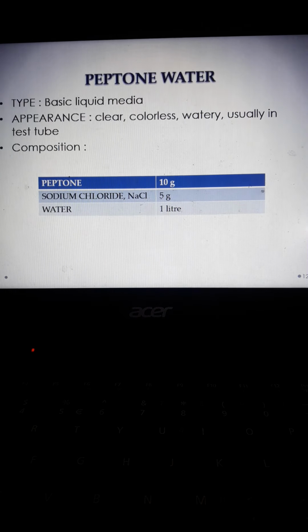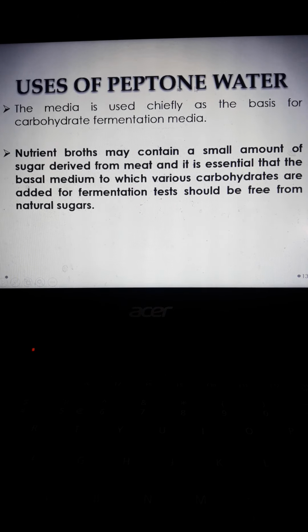Peptone water is the basic liquid media, clear, colorless, watery, usually in a test tube. Ano yung content niya? Peptone, sodium chloride, and water, 1 liter. Uses of peptone water: the media is used chiefly as a basis of carbohydrate fermentation, or fermentation media. Nutrient broths may contain a small amount of sugar derived from meat. Yung mga meat, yung protein, pwede mo yung i-convert into sugar, ha?